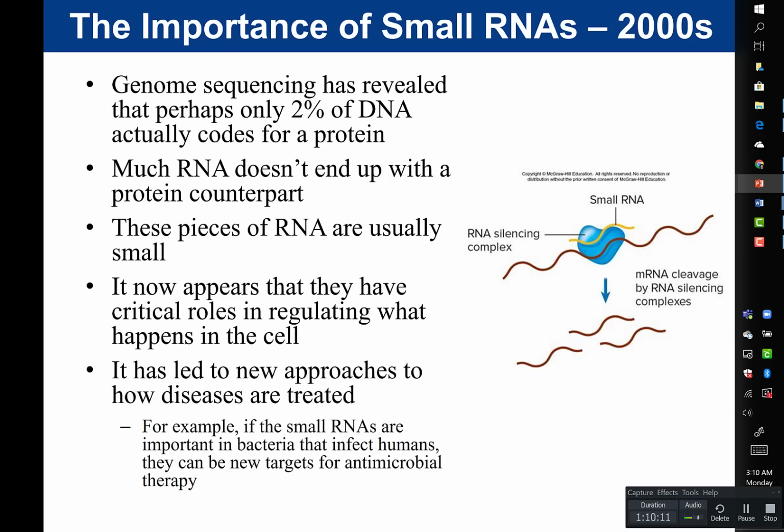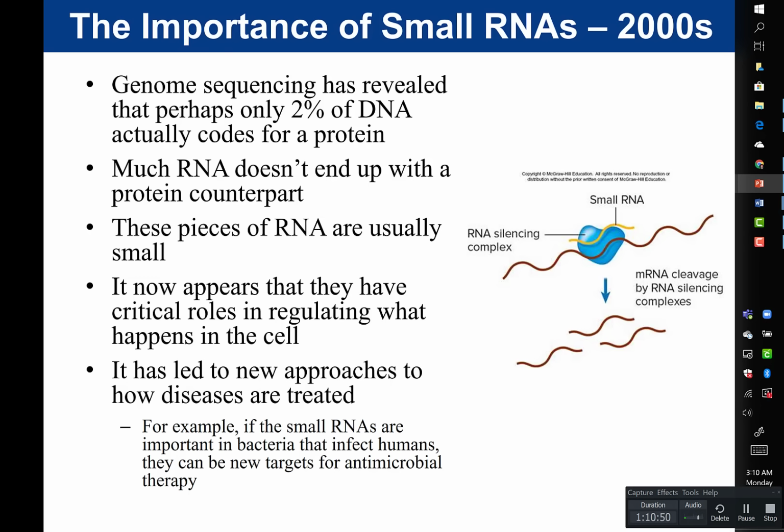In the 2000s, we have these small types of RNAs. Genome sequencing has revealed that perhaps only about 2% of our DNA actually codes for protein. So a big chunk of our DNA is not even there to code for proteins. Much RNA, ribonucleic acid, doesn't end up with a protein counterpart, and these pieces of RNA are usually small. It now appears that they have a critical role in regulating what happens in the cell.